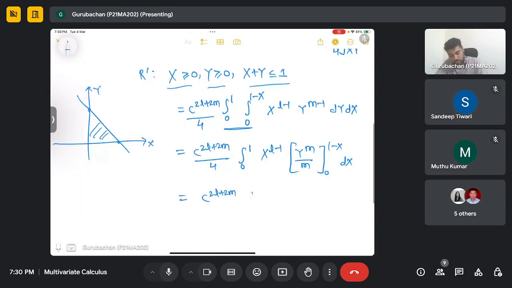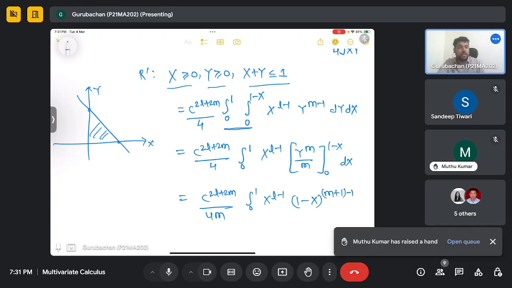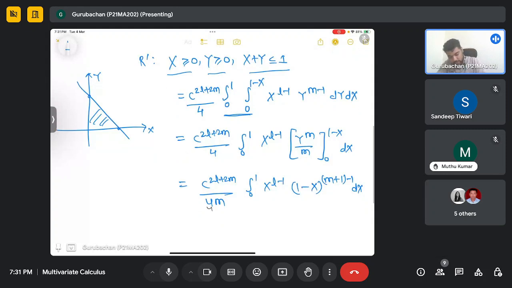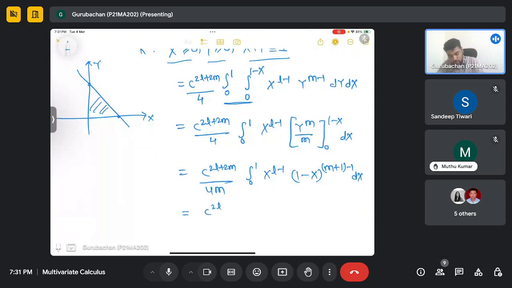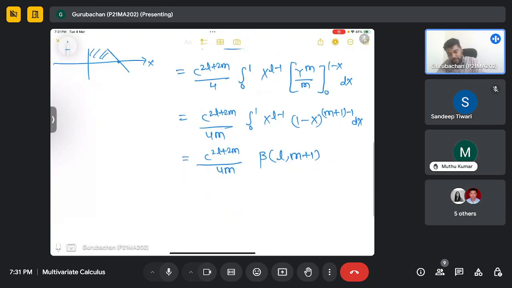Okay. So this is 0 to 1, X to the power l minus 1, 1 by m, and this can be written as 1 minus X to the power m. So this will now become a form of beta gamma function, in fact beta function. So beta of l comma m plus 1.